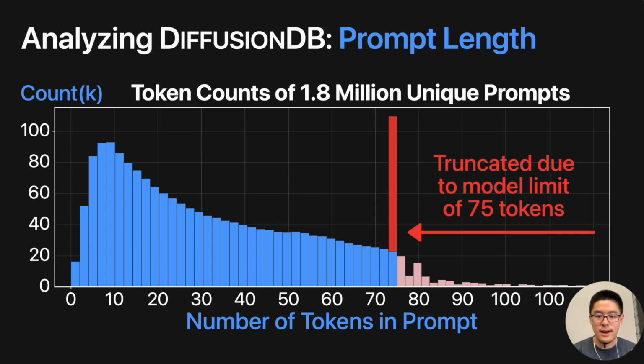For prompts, we look at the length in tokens. We notice that most of the prompts are short, with about 10 tokens being the peak of the distribution, but there is also a long-tail distribution. To learn more about prompt distribution, please check out our paper.